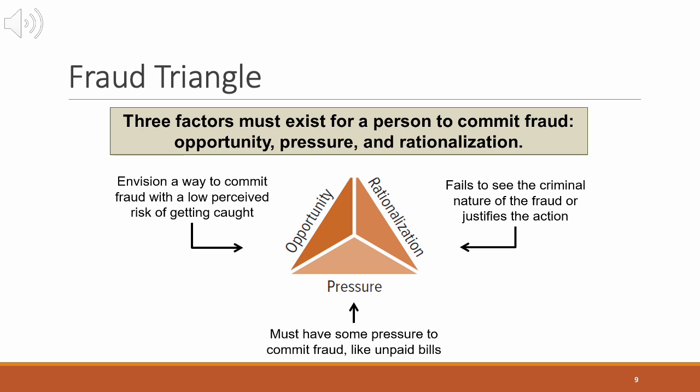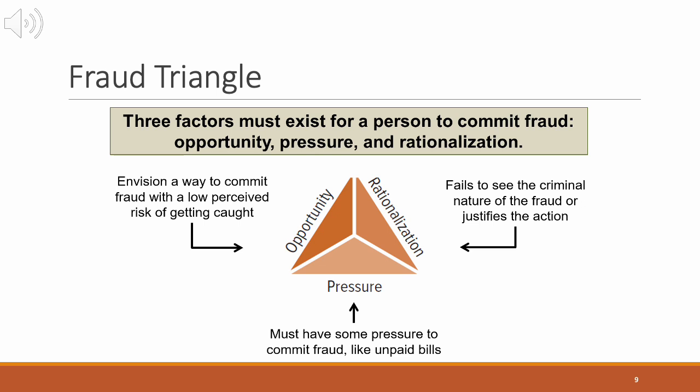The first side is opportunity. This means the person sees a chance to commit fraud without getting caught. For example, weak internal controls, or being the only one handling cash. The second side is pressure. There's usually some kind of stress or need pushing the person, maybe unpaid bills, debt, or even pressure to meet unrealistic work targets.